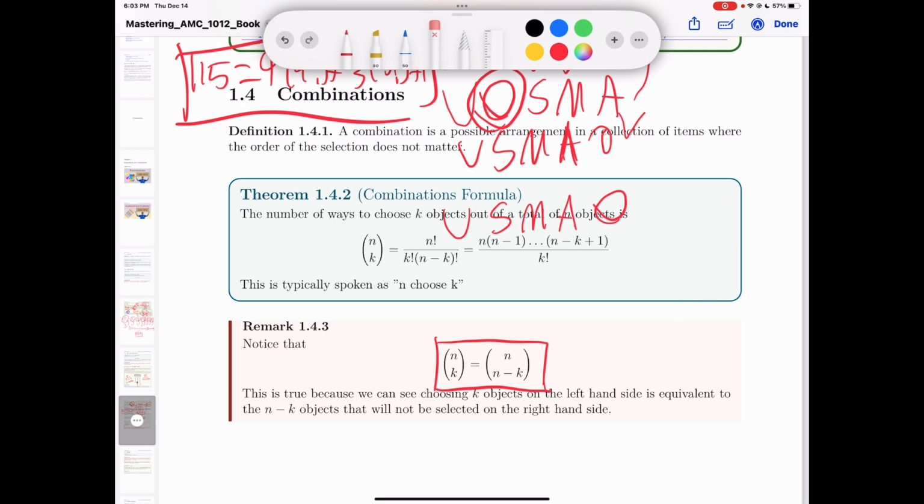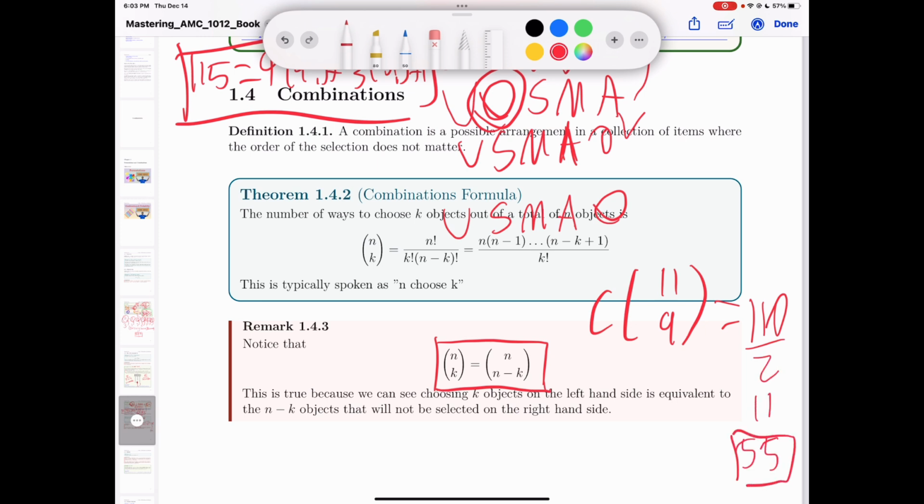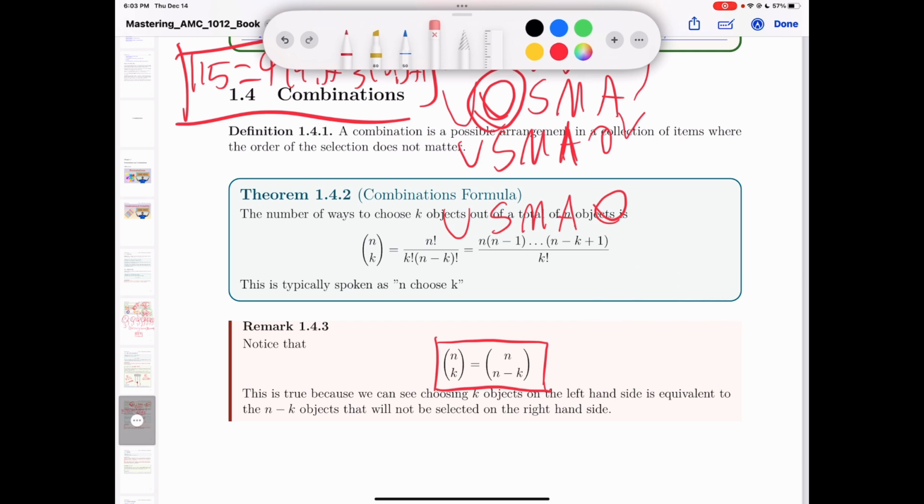Given something like 11 choose 9, you can instantly simplify this to 11 choose 2, simplify that to basically just 110 over 2, which is 55. So another theorem that I don't know if it's written here or if it's implied, but how I like to do it. Oh yes, it's written right here.